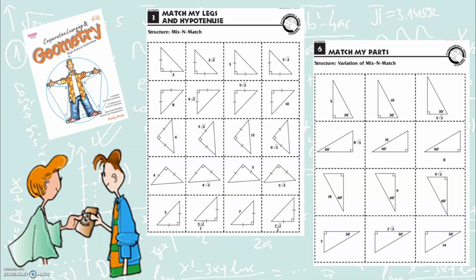So that just gives you an overview of special right triangles, not only how to introduce those with your students, but an idea of how to practice those and help them to become efficient in being able to find the missing sides of the triangle.